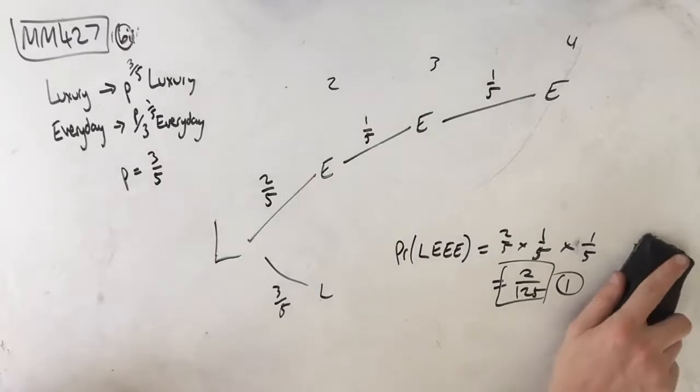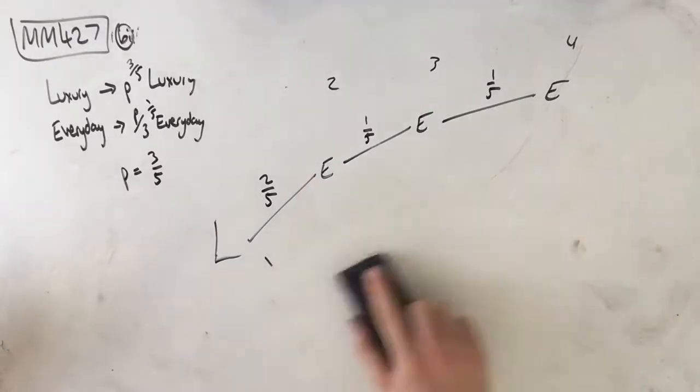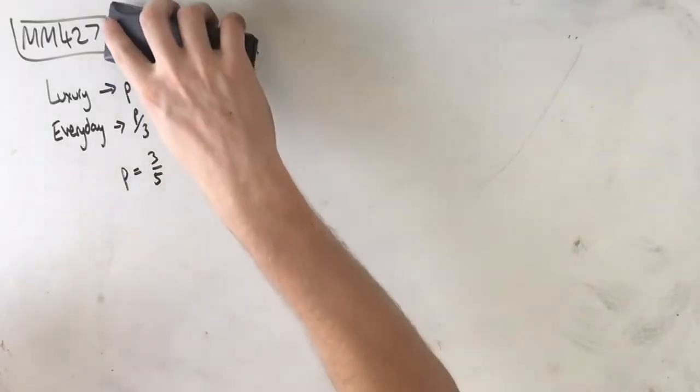Right, part BIII is actually quite tricky. It's a 2 mark question. We're going to have to get rid of this.